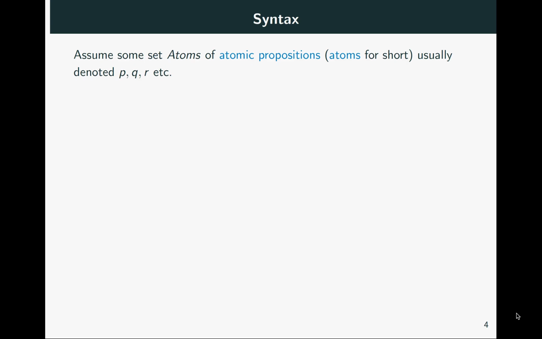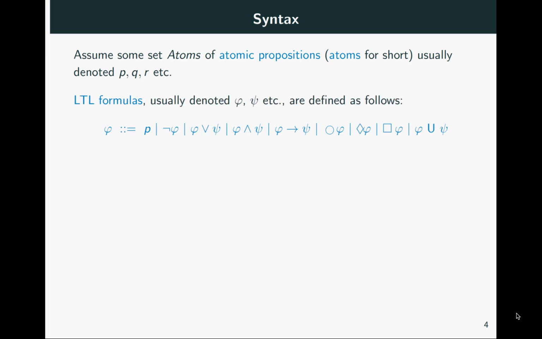Okay, so now let's introduce some concise and rigorous syntax for representing the temporal patterns that we discussed before. We start by fixing a set atoms of atomic propositions, or atoms for short. Often we will write P, Q, R, etc. for atoms, but sometimes we will use more meaningful names as well. The LTL formulas, usually denoted phi, psi, etc., are defined by the shown grammar.